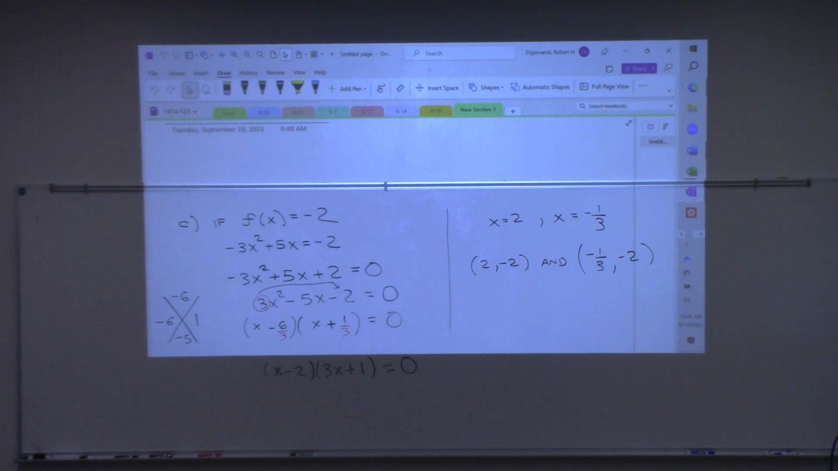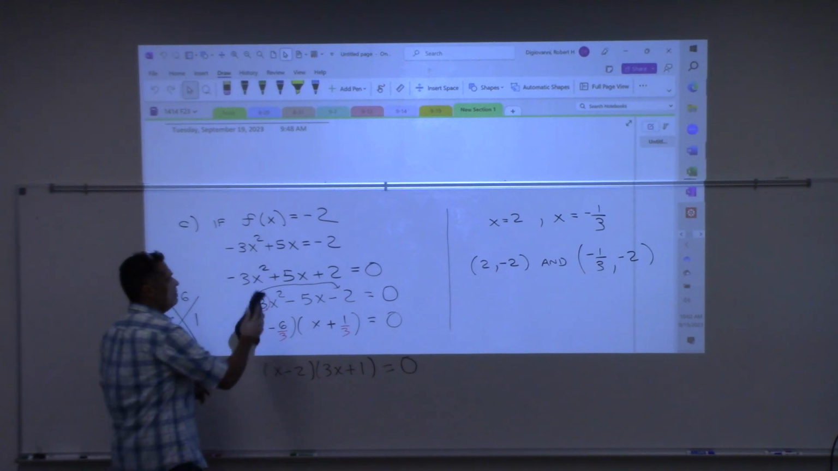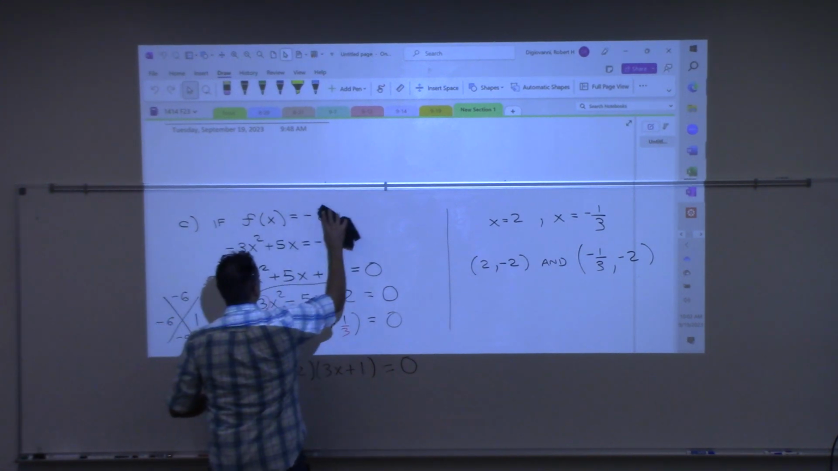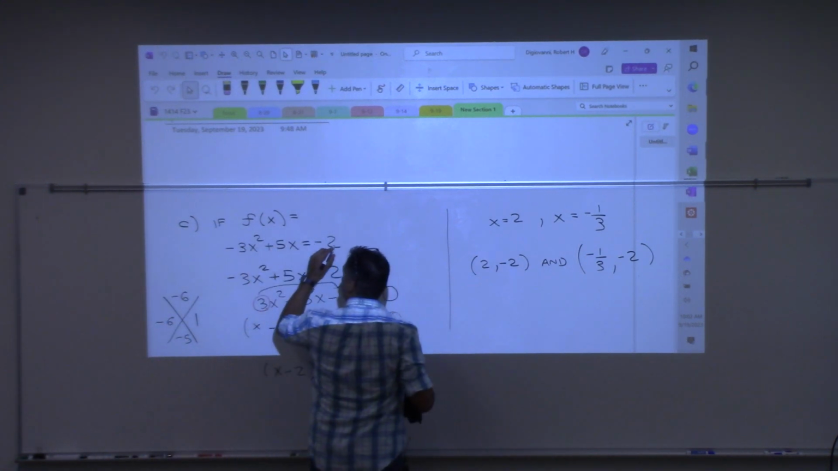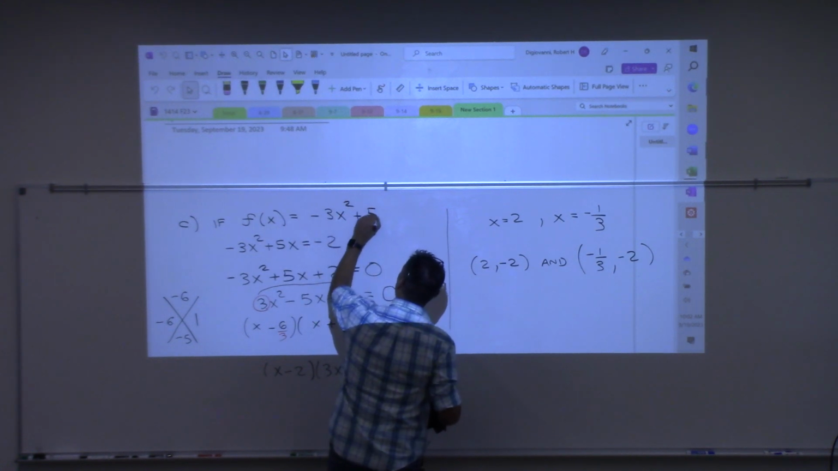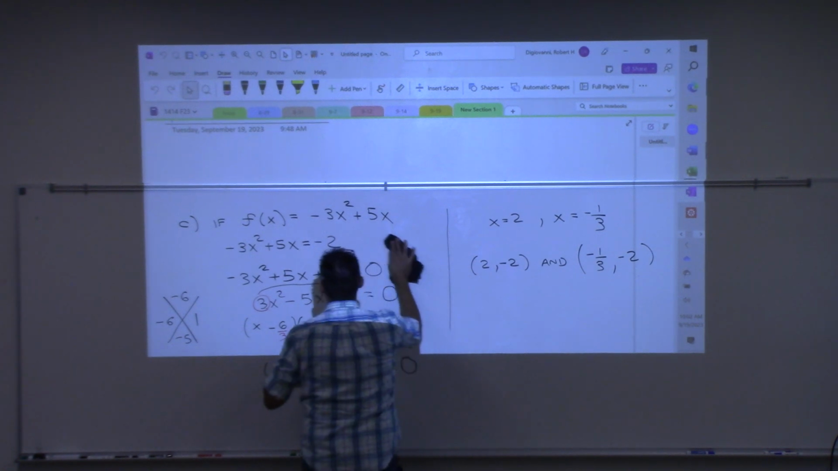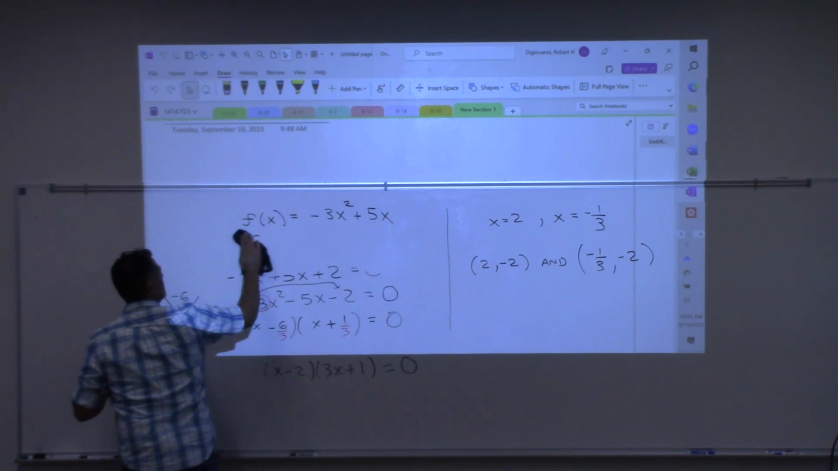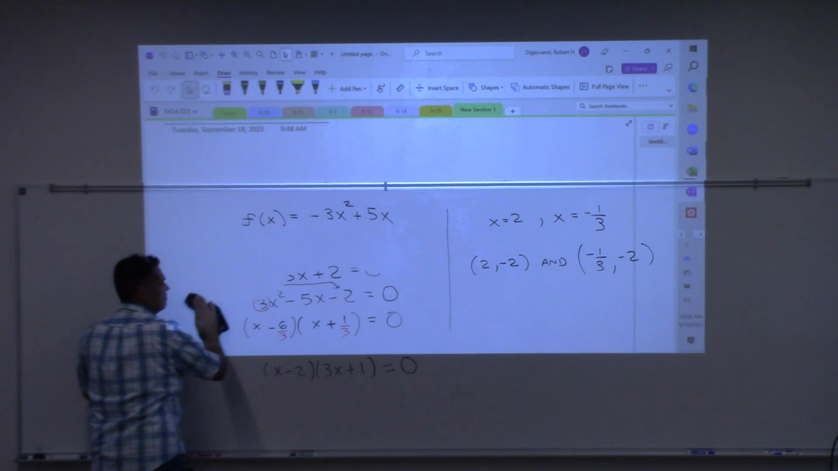All right, I'm working on part D here. What is the domain of this function? So the original function was negative 3x squared plus 5x, right? That was the original function? What's the domain of this?